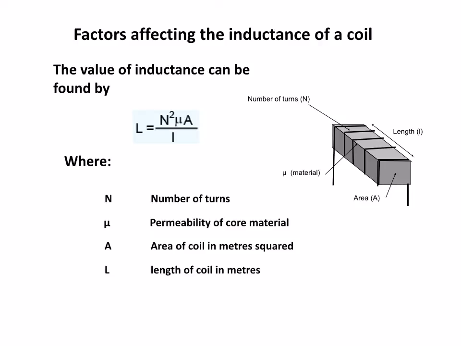Changing the core material will also change the inductance. If it's a bigger area, bigger inductance. The longer the coil, so that length at the bottom of the formula, actually weakens the inductance. So we want that coil to have lots of turns and a short length.